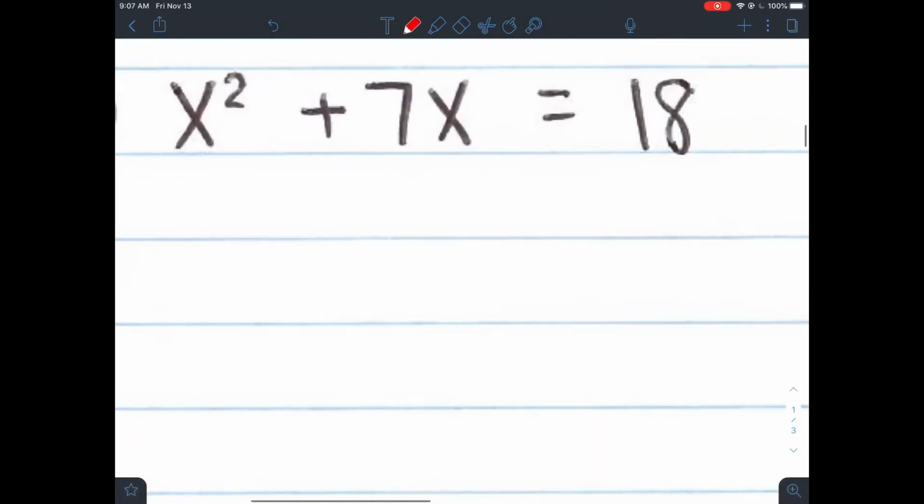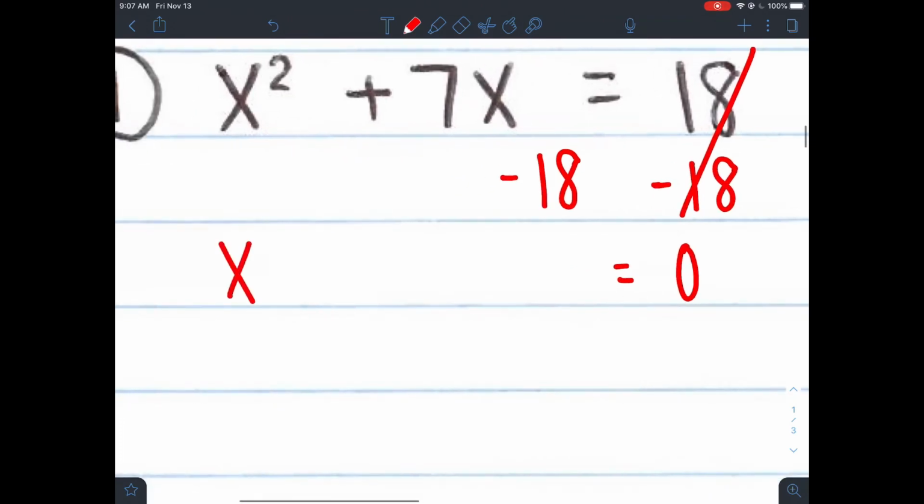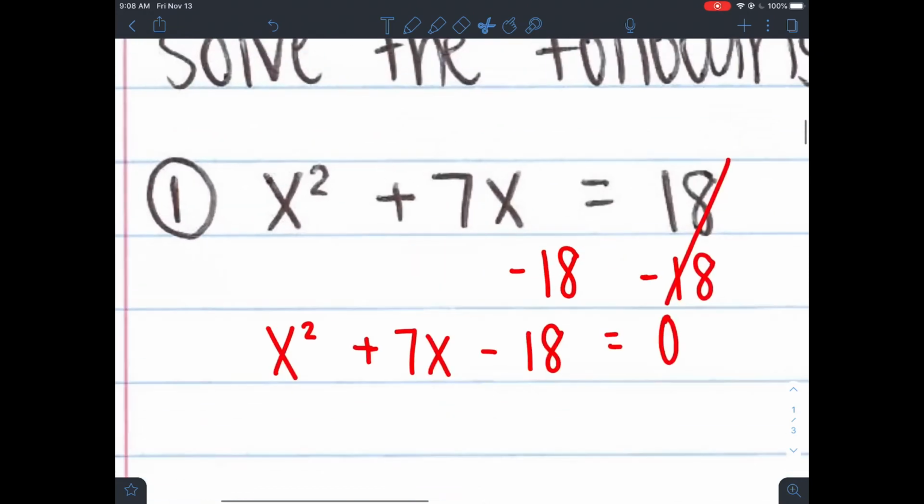So the first thing I'm going to do is subtract 18 from both sides, right? So on this right-hand side, I now have 0. That's the goal, right? We want to have 0 on one side. So I have x squared plus 7x minus 18. Now I want to keep it in this order because when I factor, I need it in standard form. When I factor, I want it in standard form, so I want ax squared plus bx plus c.